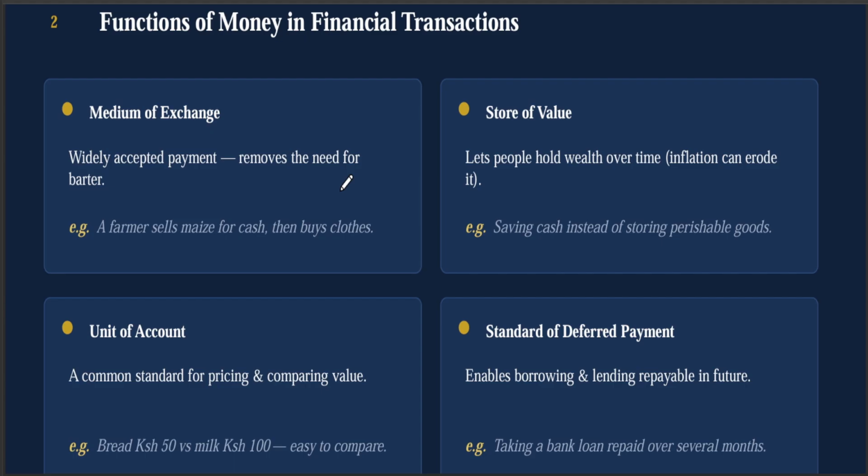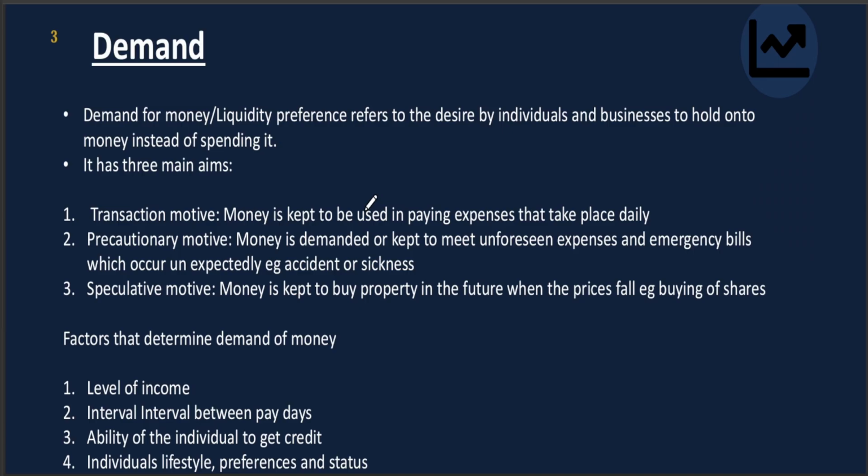Now the last one is standard of deferred payment. It enables borrowing and lending repayable in future. So money gives you that will. So itakufanya yani uweze kuchukua loan kutoka watu, especially you can take a bank loan which is repaid over several months. So the presence of money made others peer to borrow a lot. So yeah. Now demand. Now what is demand?